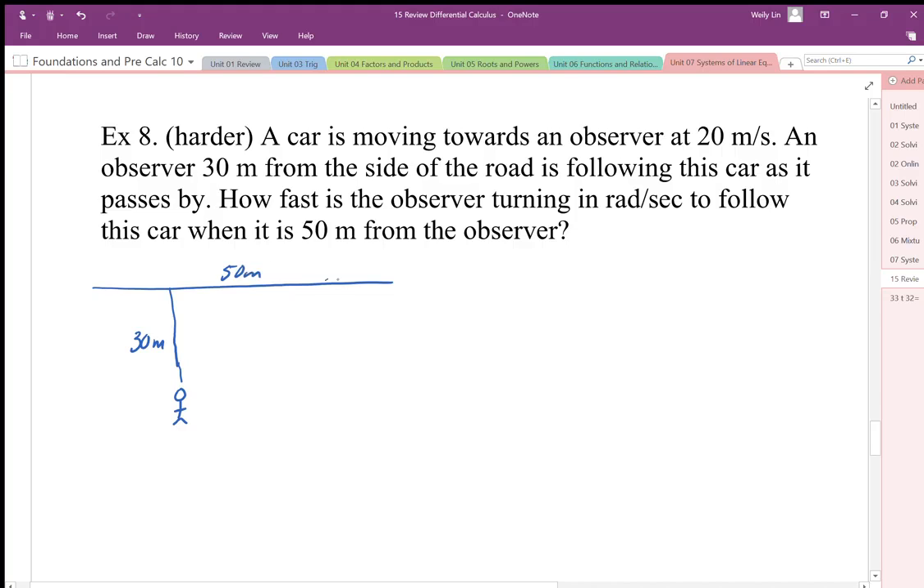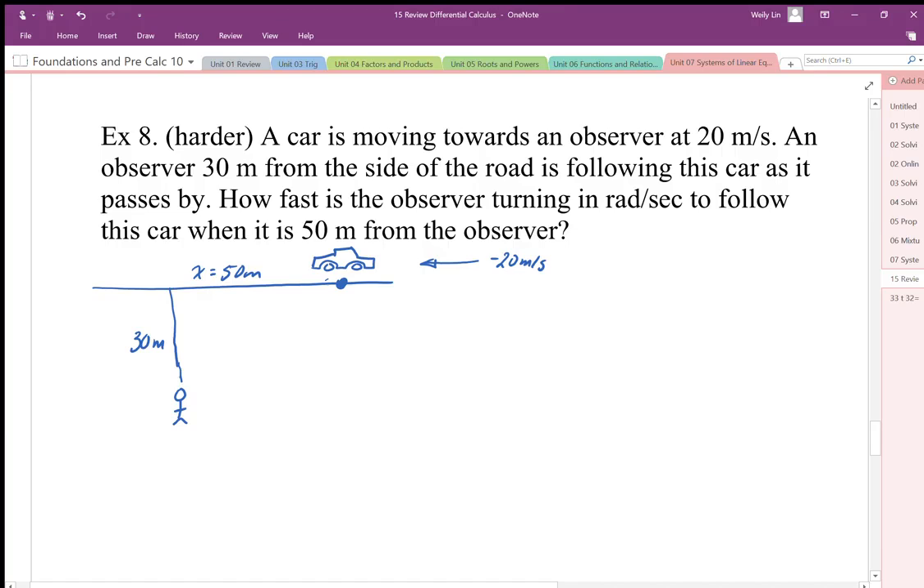Okay, so maybe somewhere around here. There's a car. Okay, and they are traveling at 20 meters per second, and since they are closing the distance, and this is important, they're closing the distance, that rate is negative 20 meters per second. Okay, and we'll call this x, and we also have here, it says how fast is the observer turning in radians per second to follow the car.